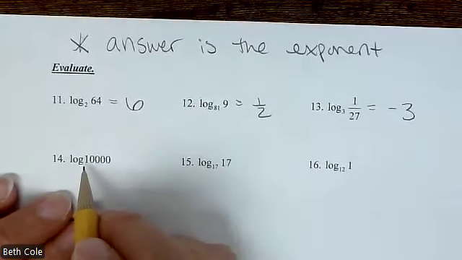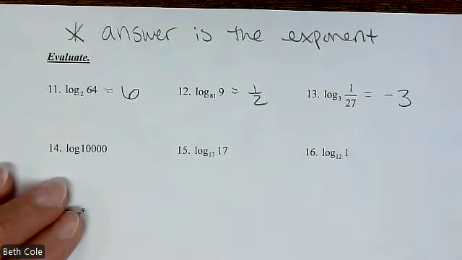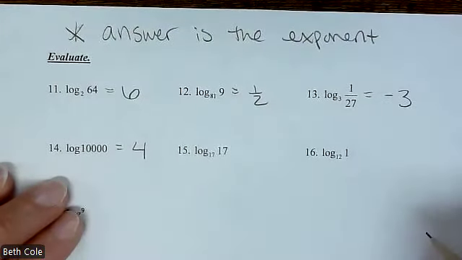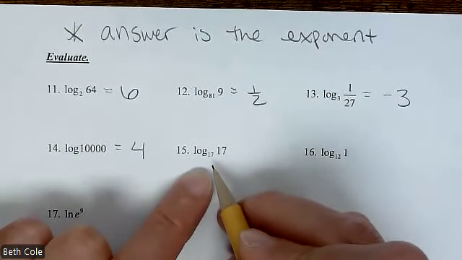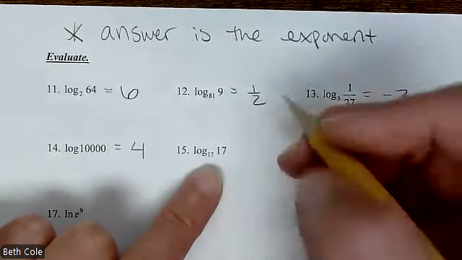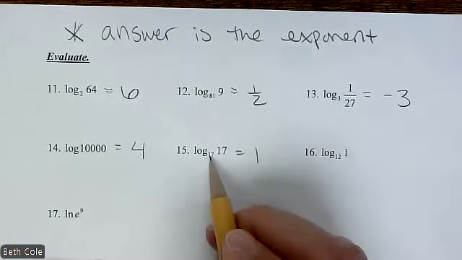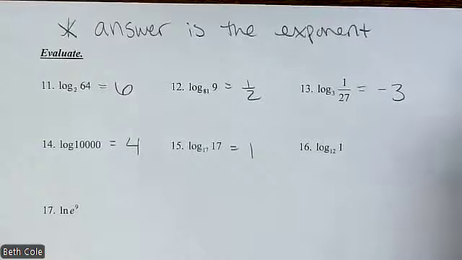Now, what's the base on this one? Since it's not written, it's 10. These are the easiest ones. It's just however many zeros there are. So 4. 400 would be a lot of zeros. All right, 17 to what power gives you 17? 1. Here's the other thing you can think of when you look at that: the log base 17 and the 17 kind of cancel out. You can think of it that way too.